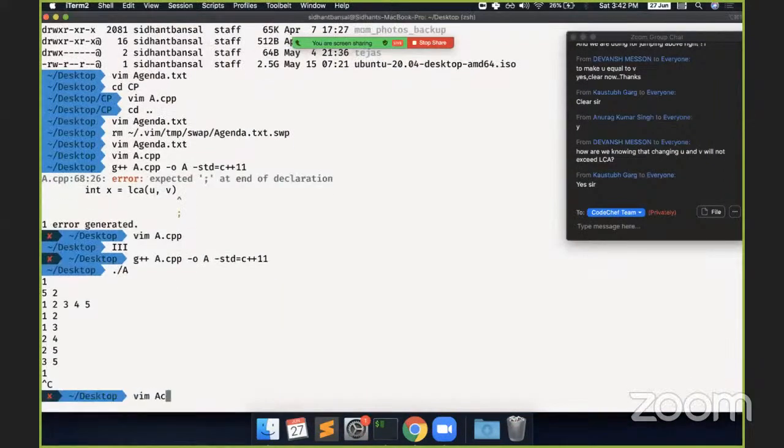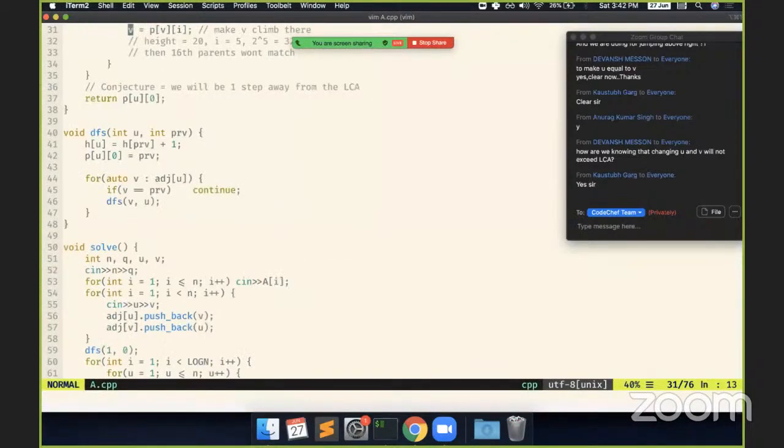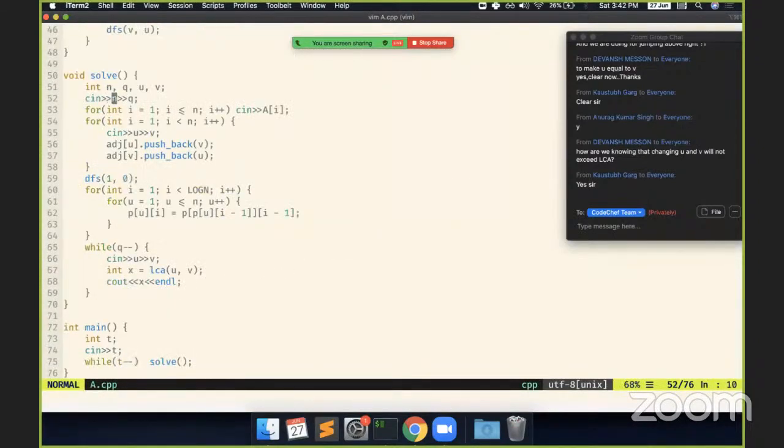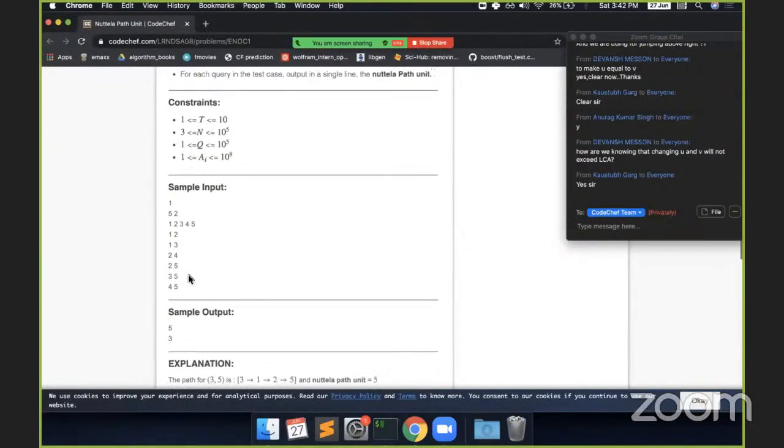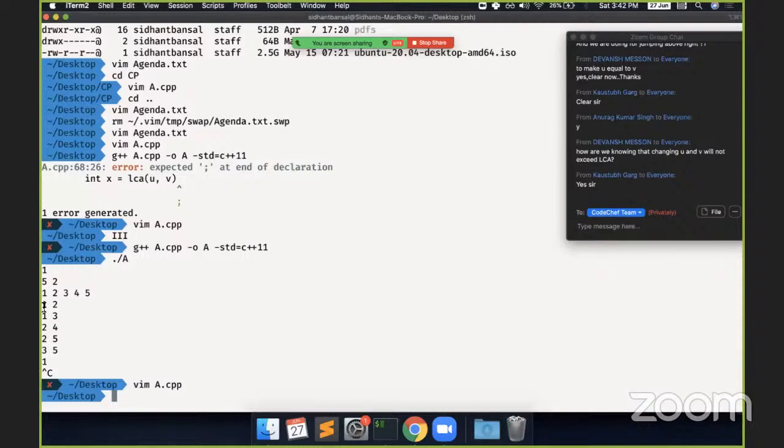Okay, I did something bad, I think. So N and Q come, then N elements, then this UV. Okay, so the tree was this much. Yeah, so one had 2 children, 2 and 3, right? And 2 had 2 children, 4 and 5.